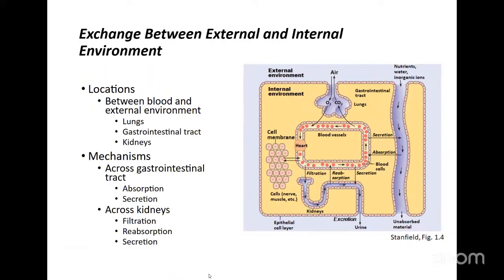So when we think about those exchange processes, they're happening anywhere you have the ability to cross from one environment into the other. In particular, we're going to be interested in this exchange between blood and the external environment. That's this purple bluish stuff when we think about lungs, the GI tract, and the kidneys. We're going to be associating specific words with these specific processes in these different organ systems when we get there.